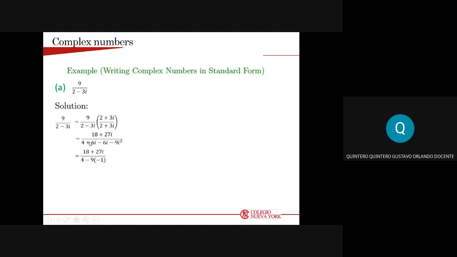So these two are canceled, and we have 4 minus 9 times negative 1. Remember, the i squared is a negative 1, right? If we do this operation, the negative and the negative will be positive. And 18 plus 27i over 13.